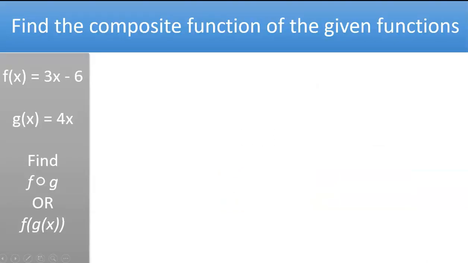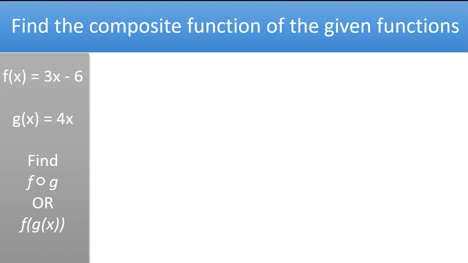Let's find the composite function of the given functions. This time we're not going to be given a value. We are just going to find the composite function of the given functions. We are given that our f of x function is 3x minus 6, and our g of x function is 4x, and they want us to find f of g of x.